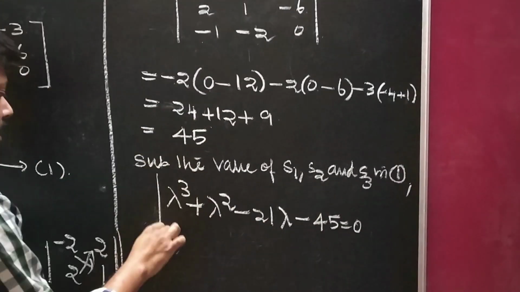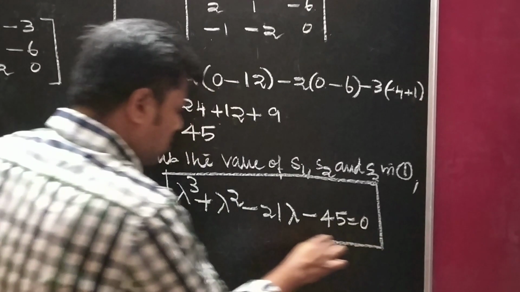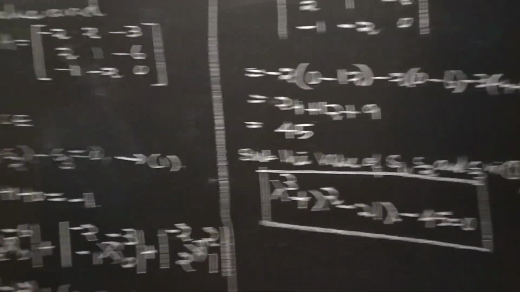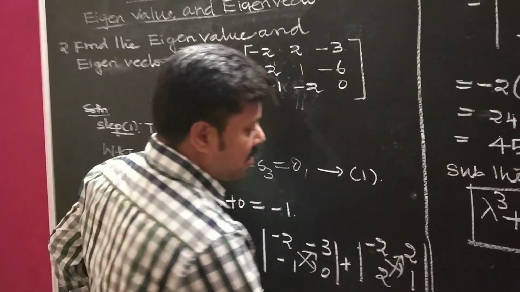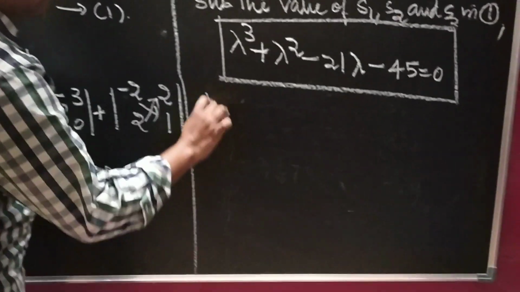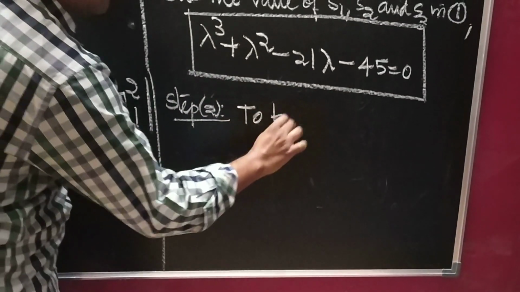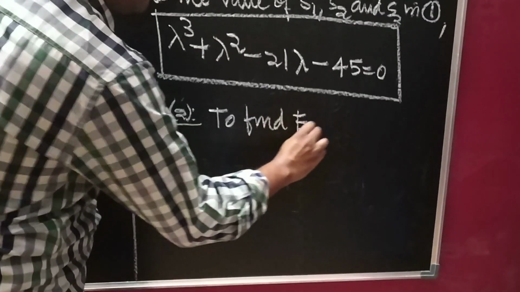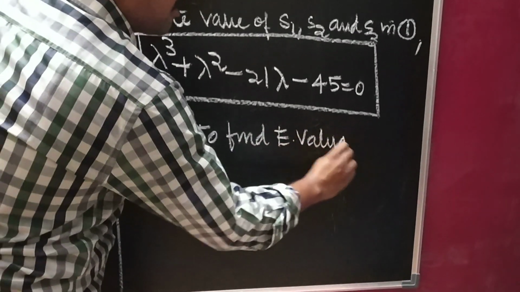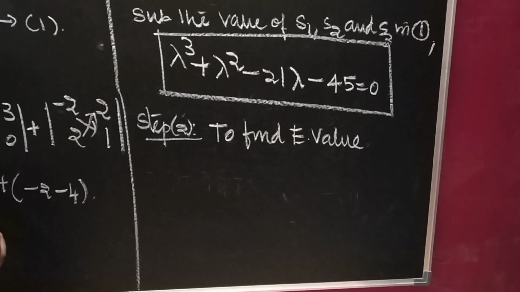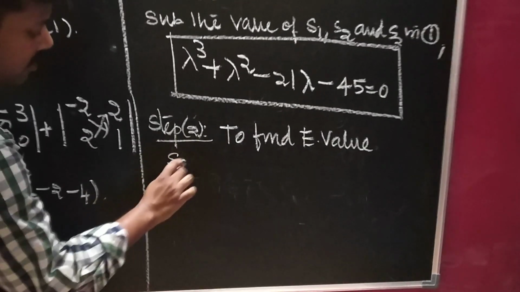Which is the required characteristic equation. Step number 2: find eigenvalues. So how to find eigenvalues? We solve the characteristic equation, and the characteristic roots are the eigenvalues. So solve the characteristic equation.